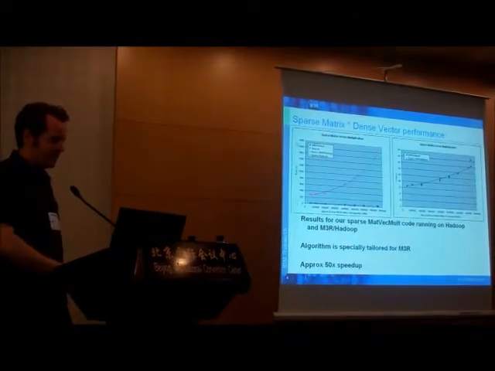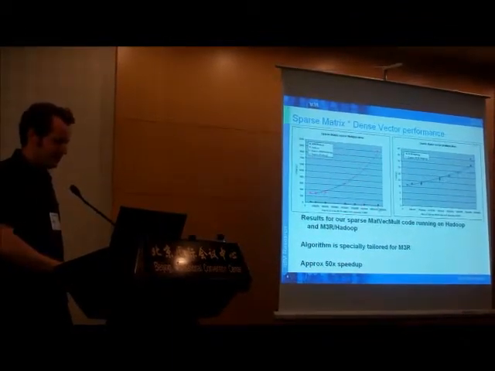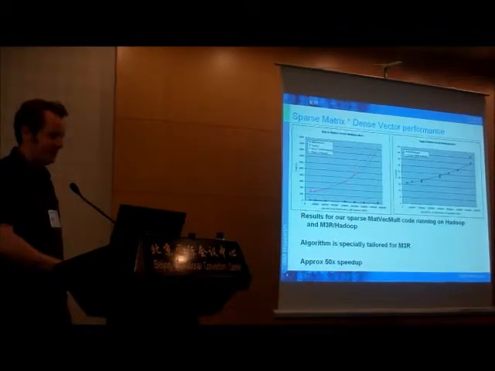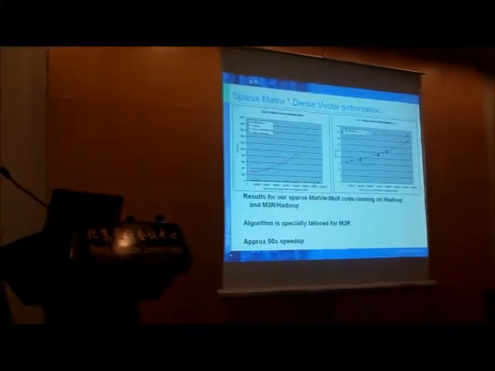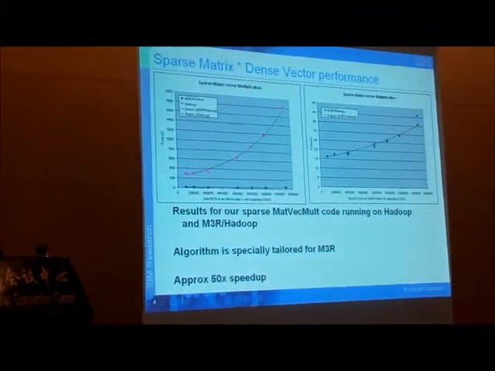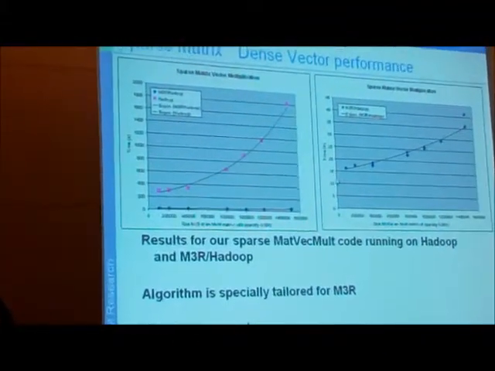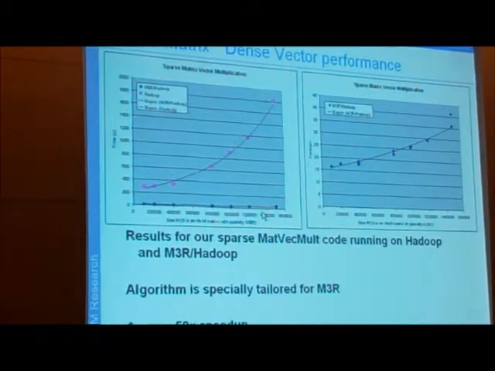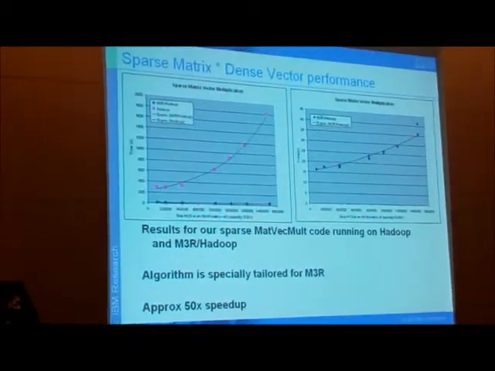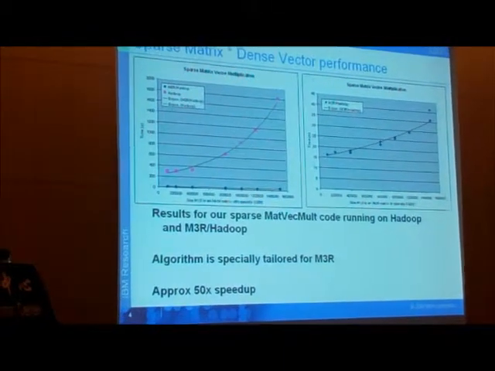In this graph, we've got time on the y-axis and problem size on the x-axis. This line is Hadoop, getting slower and slower as the size goes up, and this line, which is hugging the x-axis, is our time on M3R for the same problem sizes. This is a zoomed-in version of that graph because you can't really see the scaling. So the point of these slides is that we're getting considerable speed-ups for these essentially unchanged applications.